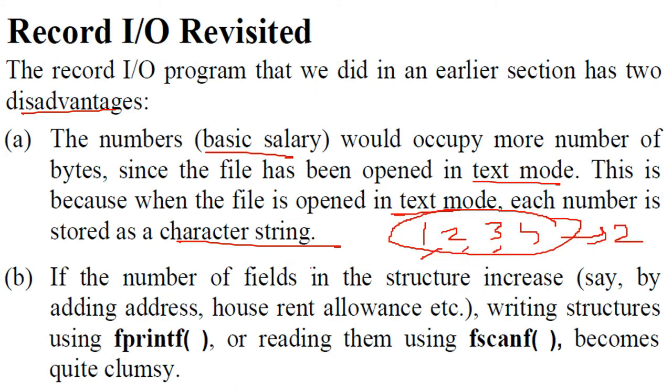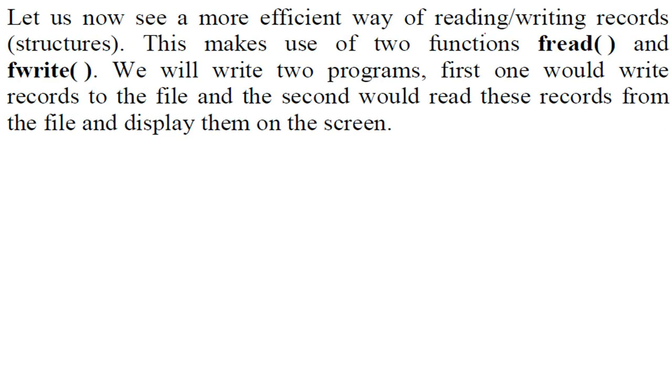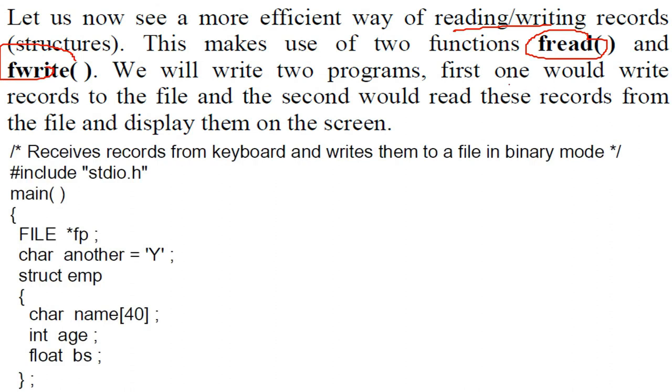So if the number of fields in the structure, as we have defined a structure, increases, if you want to add more things like address, HRA, etc., writing the structure using fprintf and reading with fscanf will be quite clumsy. We will have an efficient way of reading and writing records, that is the structure. Two functions are fread and fwrite. So we will write two programs. In the first, we will write the records to the file, and in the second program, we will read this record from the file and try to display it on the screen.